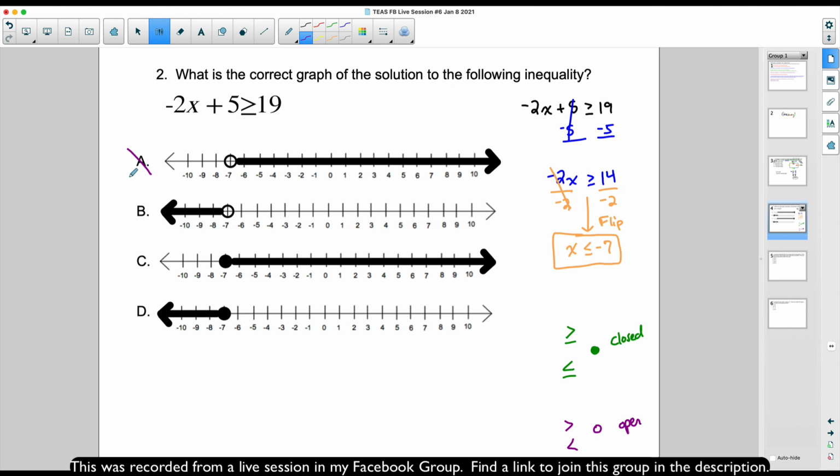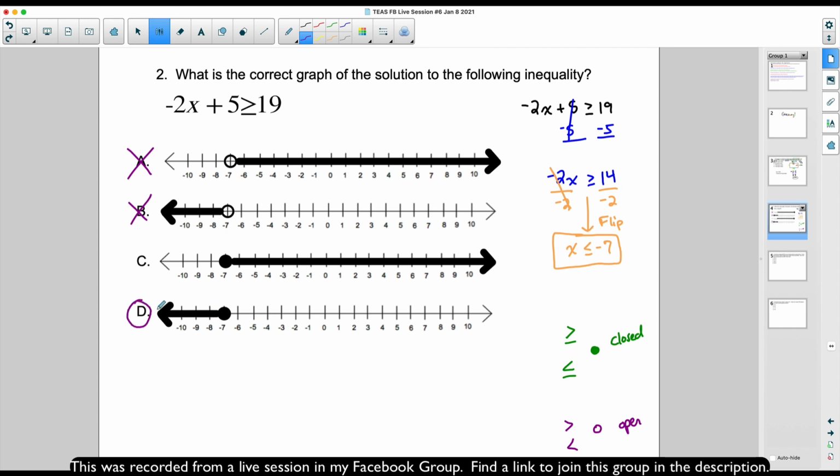So automatically we can eliminate A and B because notice we do have that equal to symbol. We have to pick something with a closed dot. Take note of these numbers like -8, -9, -10, and it keeps on going. All of these numbers that are shaded with this black bold line are less than or equal to -7. Whereas these numbers on the right are not, and they are not shaded. The correct answer here is D.